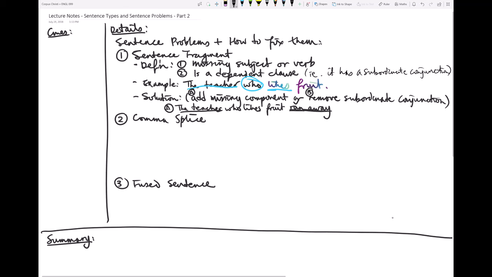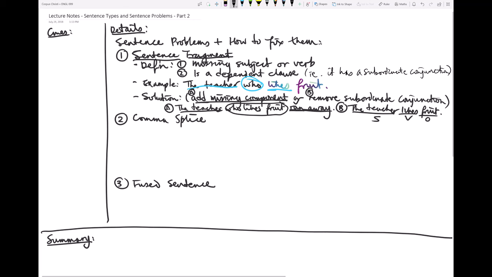But what kind of teacher? It's a teacher who likes fruit. Okay. B is completely different. Here we got teacher. I removed the subordinate conjunction. The teacher likes fruit. So we have the verb here. So the teacher likes, and the teacher likes fruit. However, when you add a missing component, you are changing the meaning of a sentence because in here you're adding the verb.